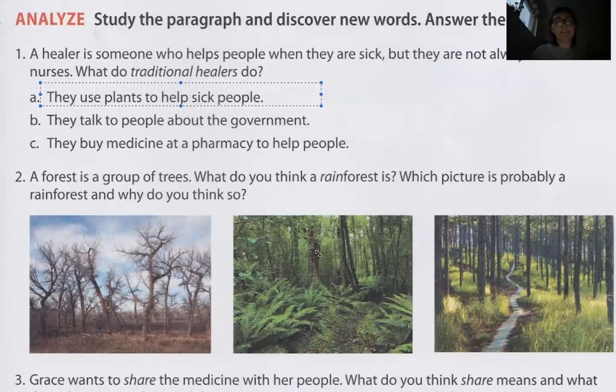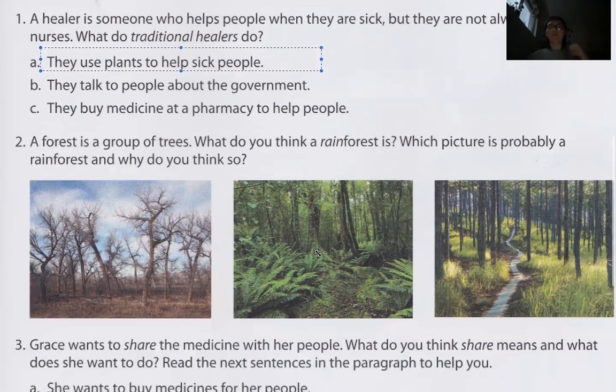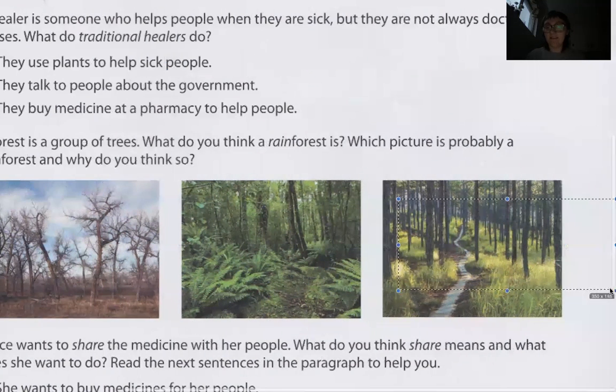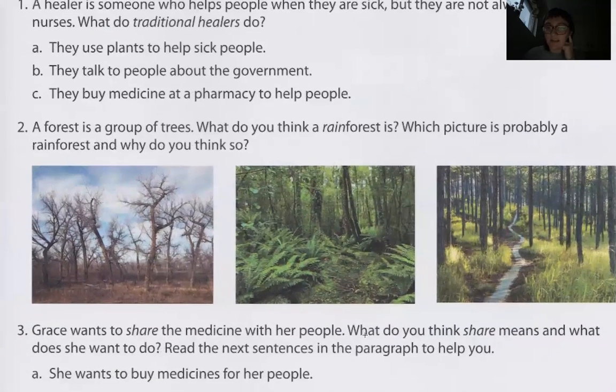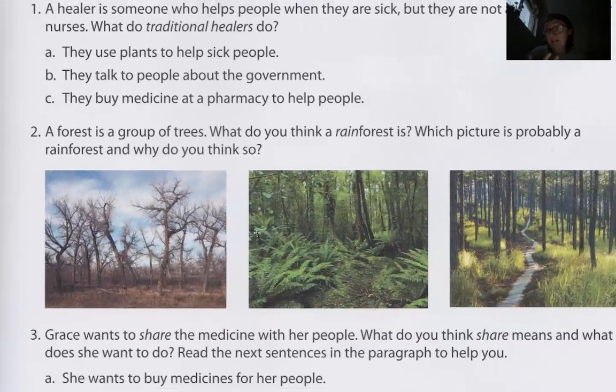A forest is a group of trees. What do you think a rainforest is? Which picture is probably a rainforest, and why do you think so? Right? So a forest is a group of trees. So this is a forest, this is a forest, and this is a forest. But what do we think a rainforest looks like, right? So a rainforest to me, right, is this, right? This is a rainforest to me.